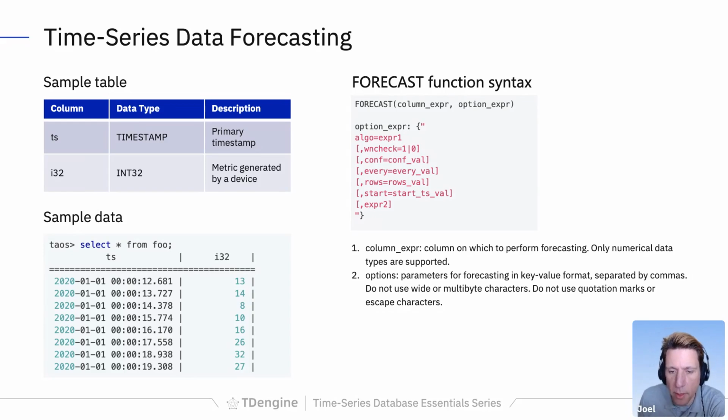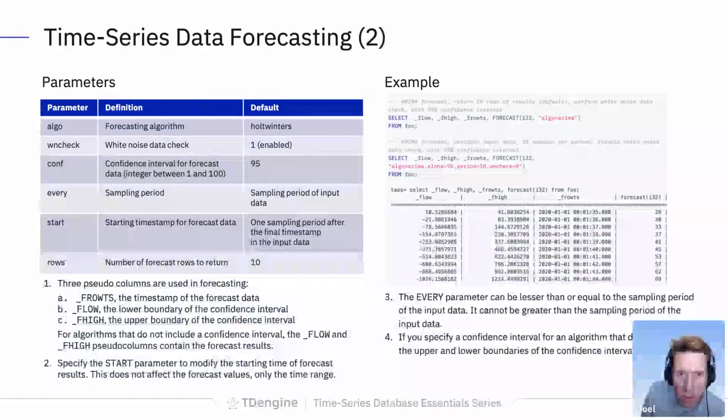And the options might be specific to the model, but they're for forecasting variables here. So getting more specific into the parameters, the first one is the algo, which is which algorithmic model is used for forecasting, the default being the Holt-Winters.